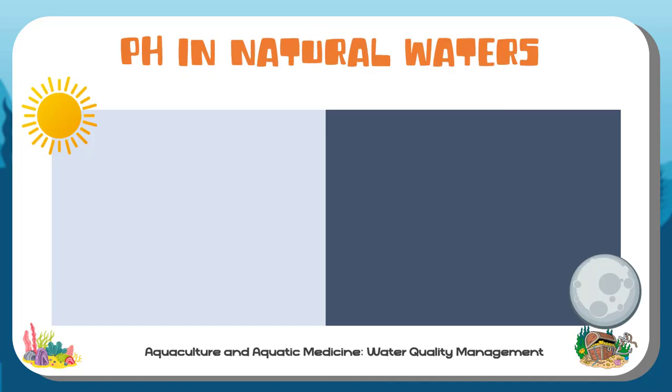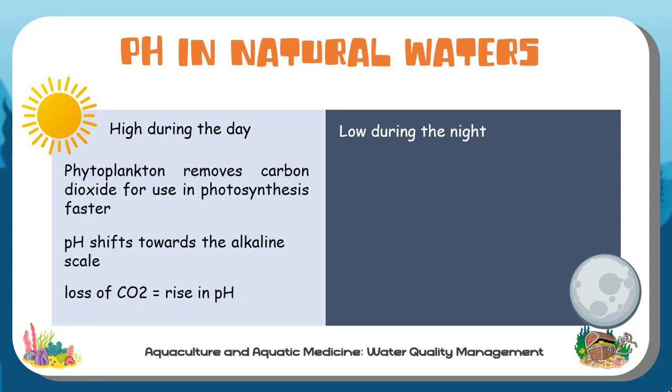The pH of natural waters is found to be high during the day and low at night. This variation is due to the large influence of concentration of carbon dioxide on the pH of aquatic systems. During the day, phytoplankton and other aquatic plants remove carbon dioxide for use in photosynthesis faster than the respiration of all organisms returns carbon dioxide to the water, resulting in the increase of pH.